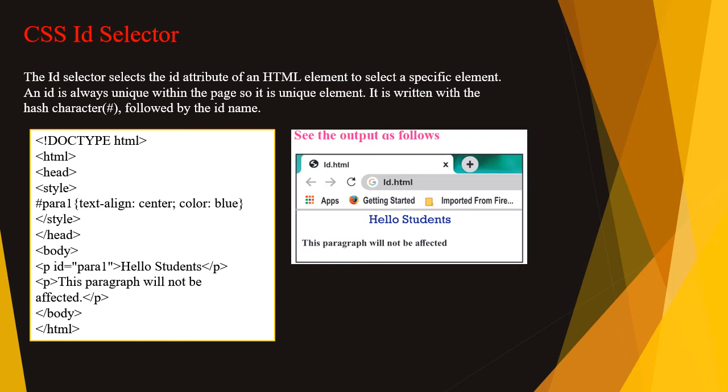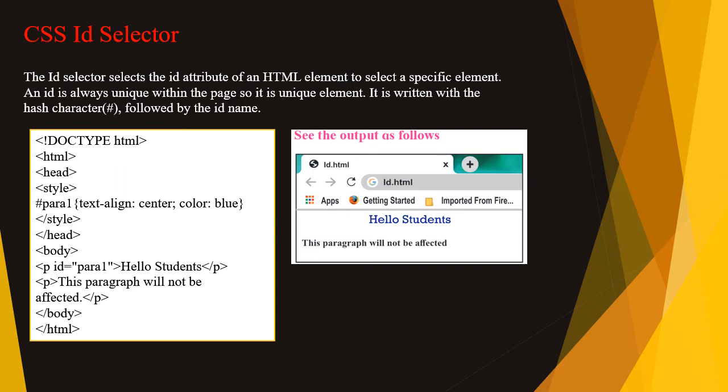This is also asked for filling the blanks, true or false, and MCQ. It is followed by the ID name. We can choose any ID name; that ID name is defined by the user. For example, here the ID name is taken as para1, that is paragraph 1, and it starts with the hash character. For the para1 element, text-align center and color blue styles are applied.